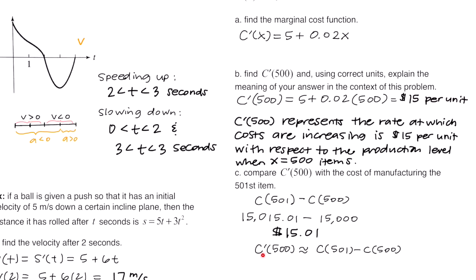And I wrote this out. C prime of 500, which was $15 per unit, is approximately equal to the cost of manufacturing the 501st item, which we got right here.